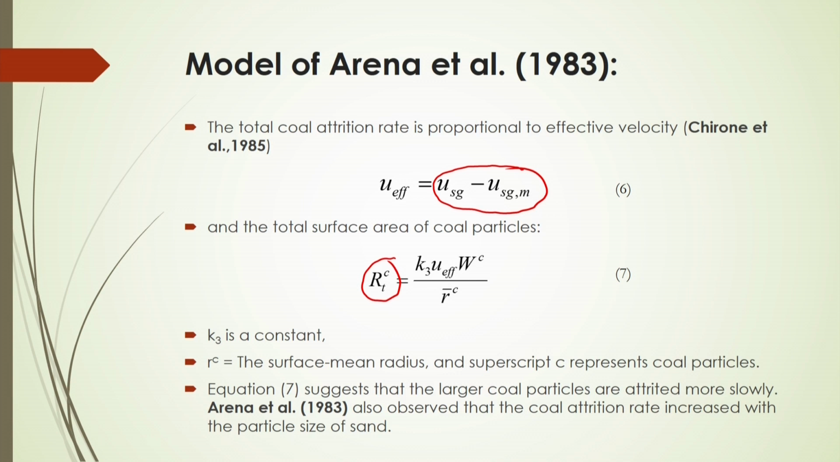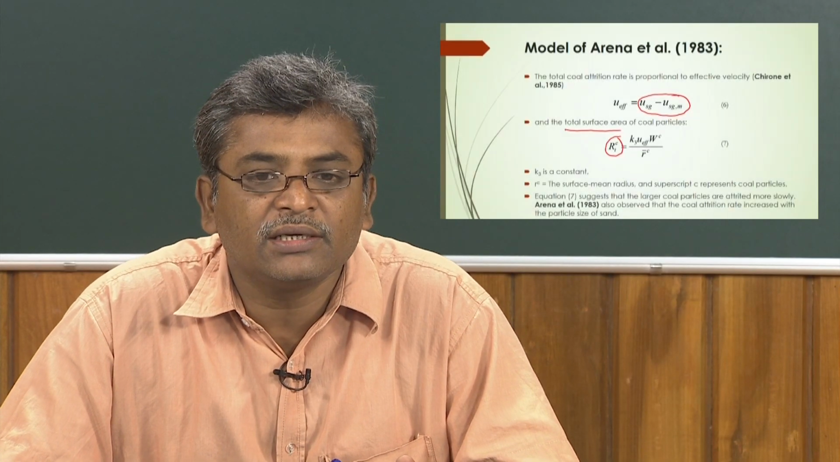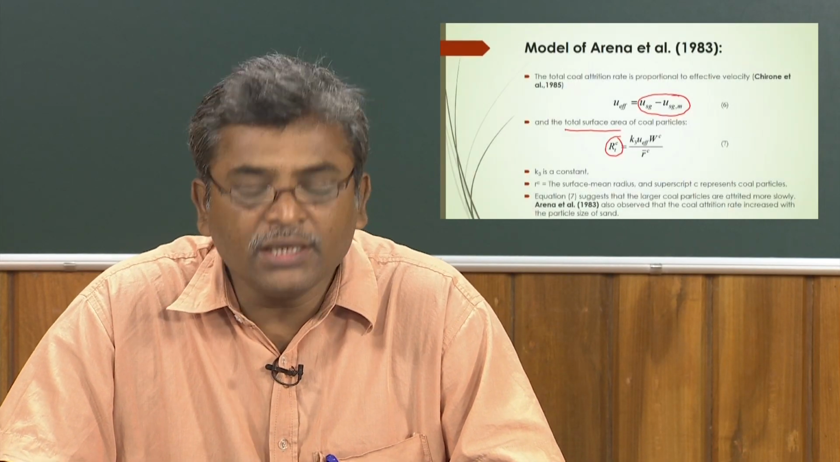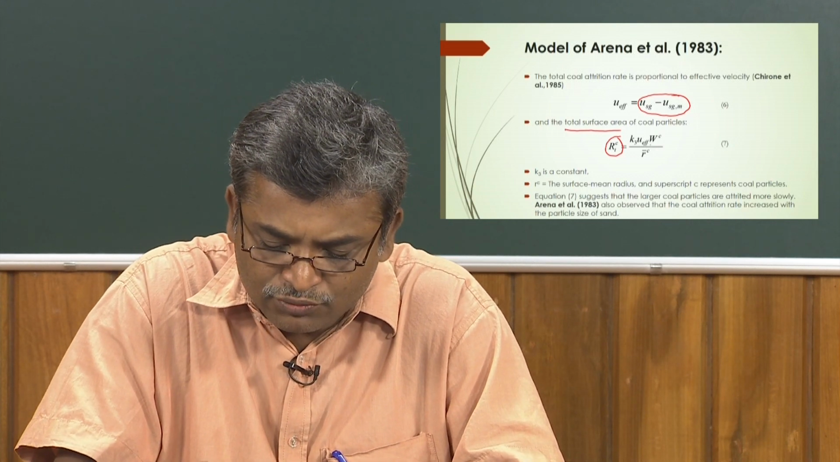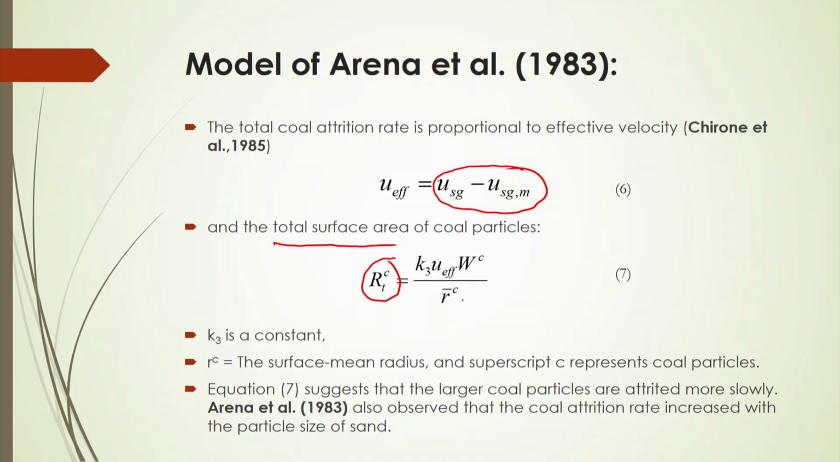So simply, the total surface area will change because of the attrition, and based on that they have expressed this attrition rate, or the change of attrition, as RTC, or indirectly, the rate of total surface area change of the particles. So this RTC will be equal to K3 U effective WC by RC. Here K3 is a constant, which is to be obtained from experimental results.